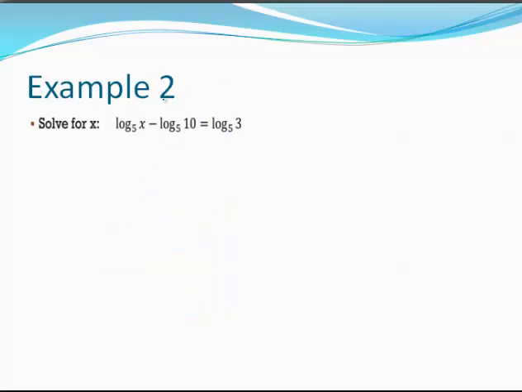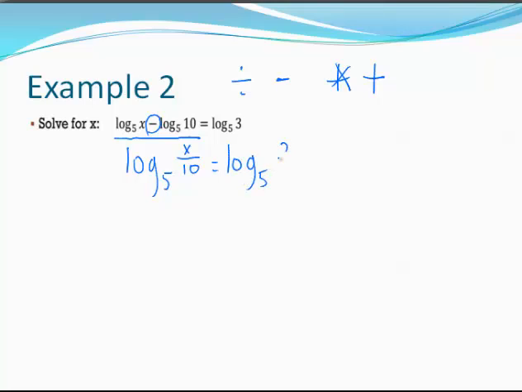In this case, we have 3 logarithms divided with an equal sign. So our first step was to condense. We're going to condense these 2 logs first. They're being subtracted. So remember that division goes with subtraction. Multiplication goes with addition. So this is really log base 5 of x divided by 10 is equal to log base 5 of 3.